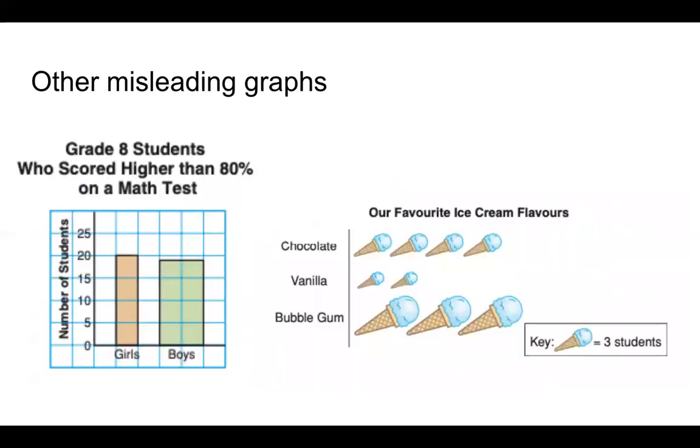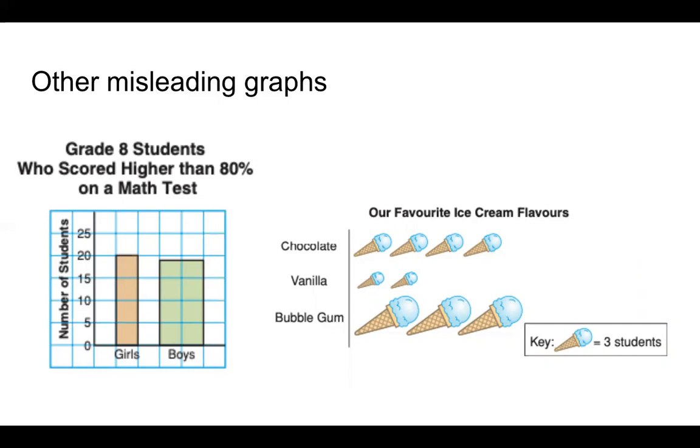Here we just have some misleading graphs. These are separate from each other. On the left one, we have grade 8 students who scored higher than 80% on a math test, and that's just talking about the total number of students. The fact that the boys graph is wider than the girls almost makes it seem as though there were more boys, when in reality there were 20 girls and probably about 19 boys that received a higher grade according to this graph.